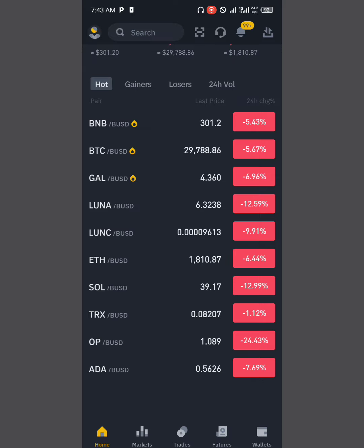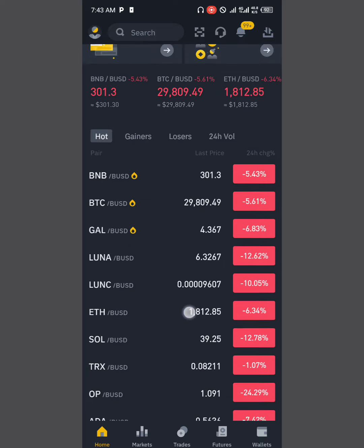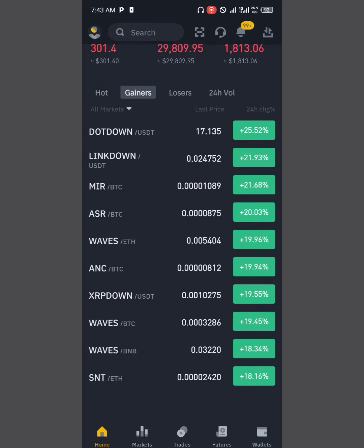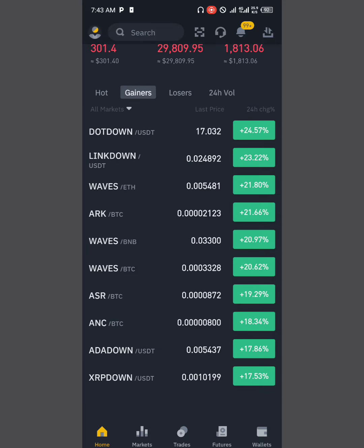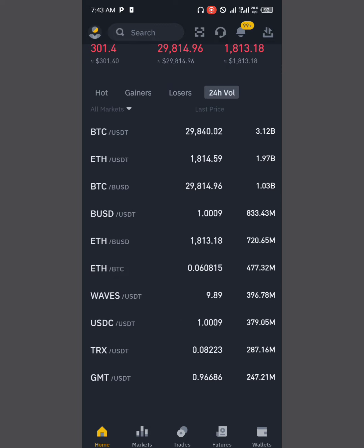It's an amazing strategy. In fact, it's almost a no-loss strategy. I call it a no-loss strategy, actually. So this strategy works for higher time frames. You can see we're in the bear market right now. Look at the hot section here on Binance. Everything is bearish. You can see the losers here. You can see the 24-hour volume.